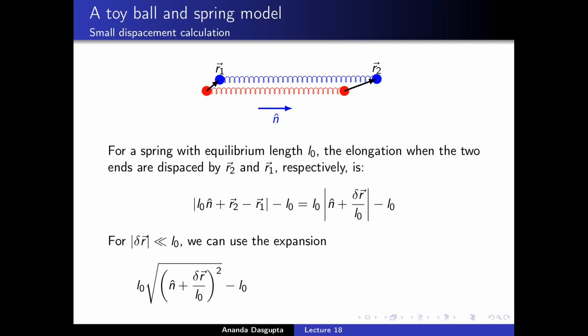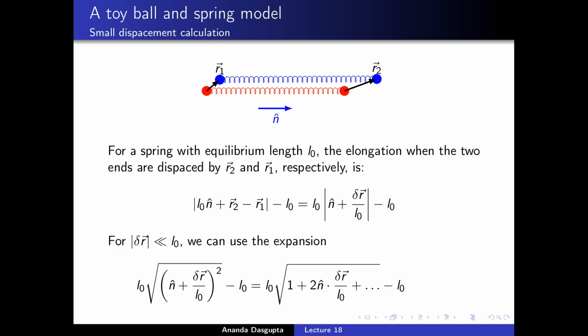N plus delta R by L0 whole square is, of course, a dot product of n plus delta R by L0 with itself, and that gives you L0 times the square root of 1 plus twice n dot delta R by L0 plus another term which is delta R whole square by L0 square. And because we are assuming that the balls are displaced only by a tiny amount compared to the overall scale of the figure, we are going to assume that delta R by L0 whole square can be neglected. So this is the expression for the elongation.